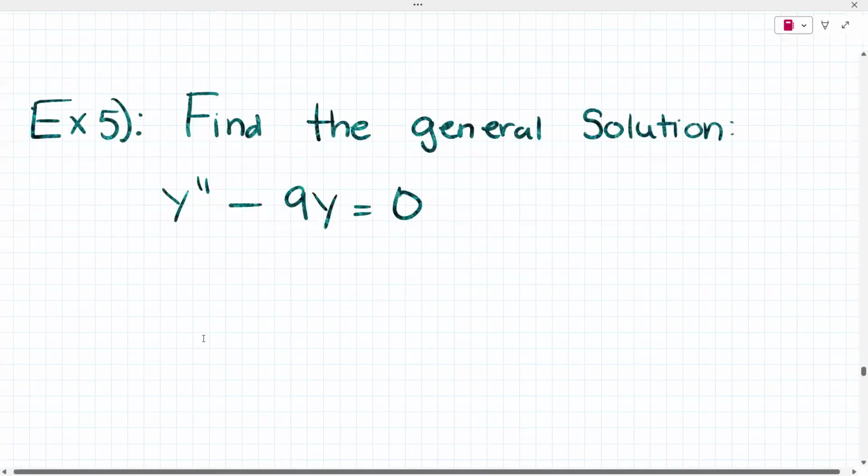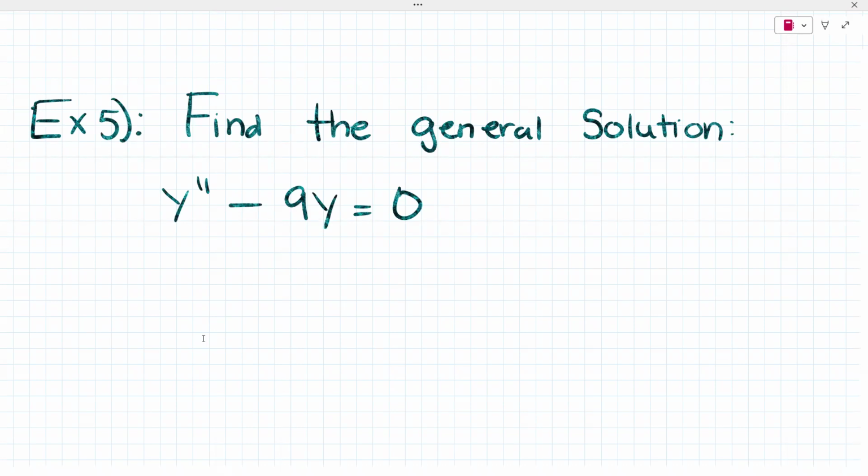Okay. So example 5 says find the general solution of y double prime minus 9y equals 0. This is slightly different from the other one because we're missing a y prime. We have a y double prime, we have no y prime, and then the negative 9y. So keep that in mind.